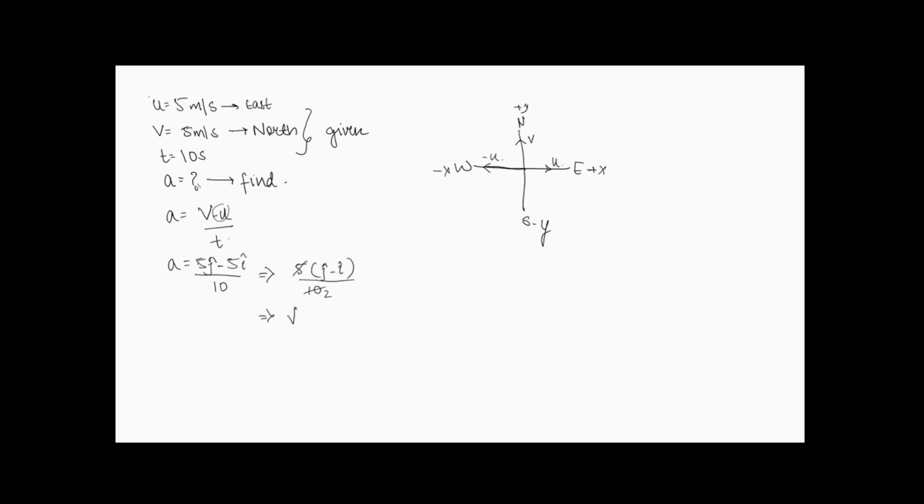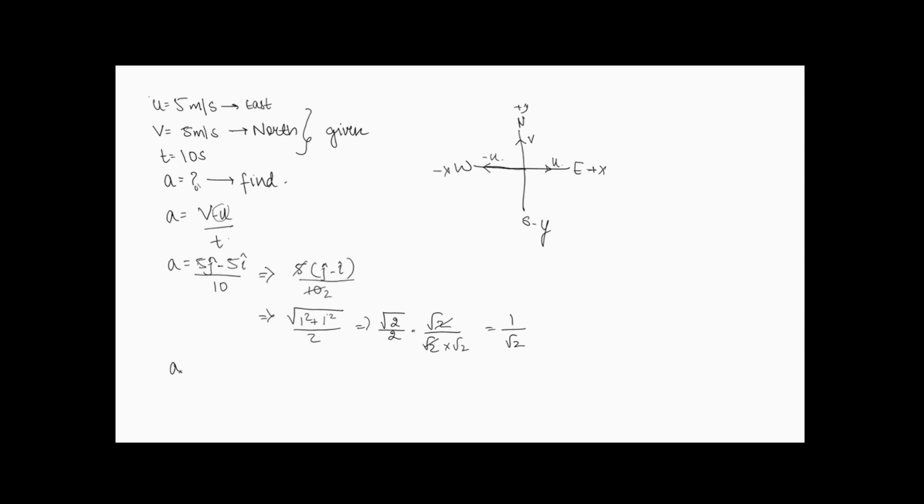So square root of 1 square plus 1 square, by 2. 1 square is 1, so 1 plus 1 is 2, root 2 by 2. So root 2 by 2, you can write it as root 2 into root 2. So root 2 and root 2 will get cancelled, and 1 by root 2 is the acceleration.